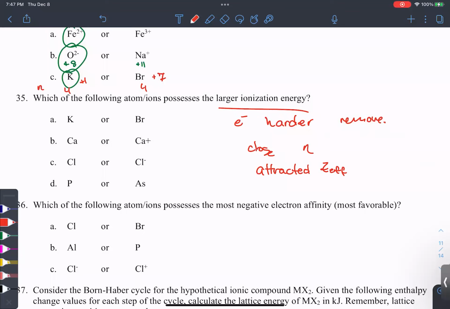Okay, so K and Br, which one is it harder to remove the electron? Bromine, because it's smaller. Yay. All right, calcium and calcium plus, which one's harder to remove an electron? The plus, because cations are always smaller. Yeah. Okay, then I'm just wrong. Just wrong. Yeah. But yeah, bromine is, yeah, it's smaller.